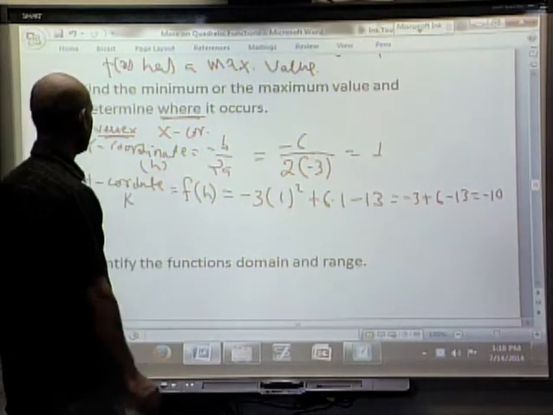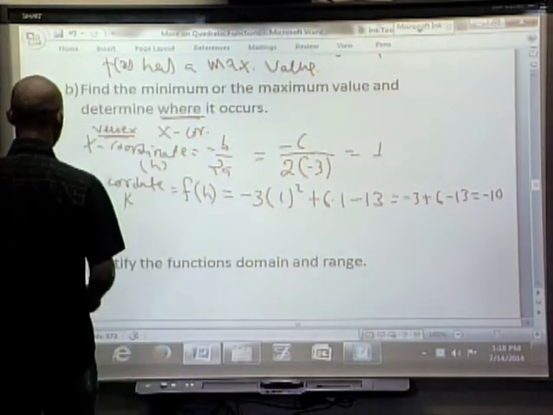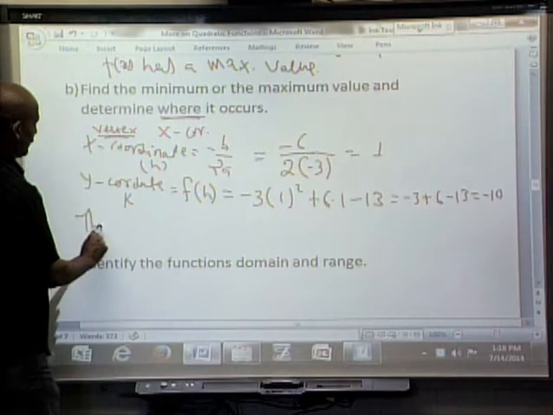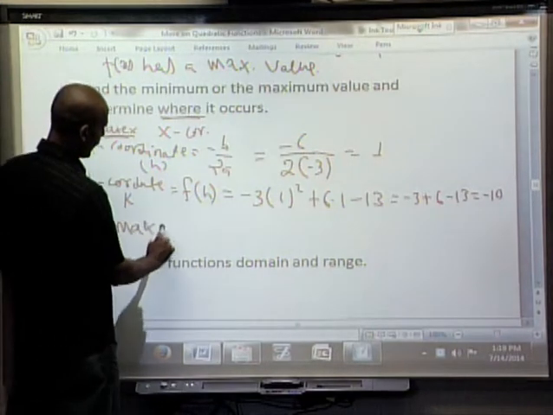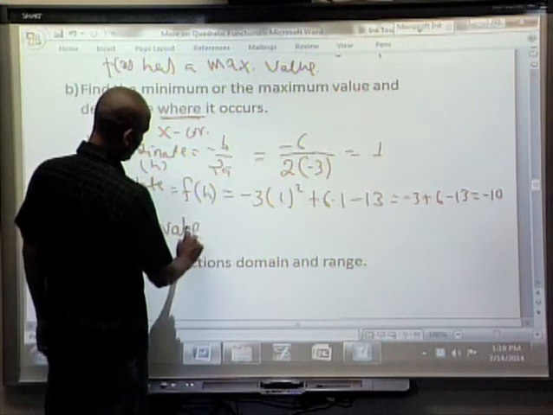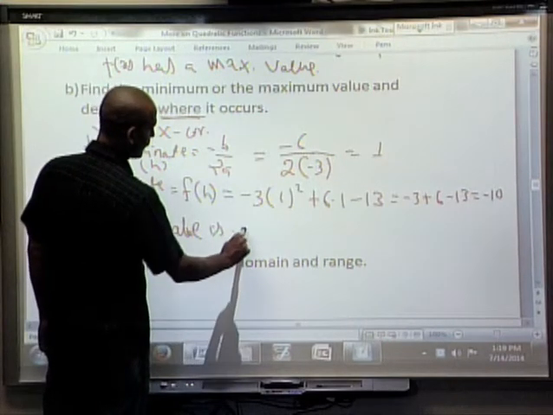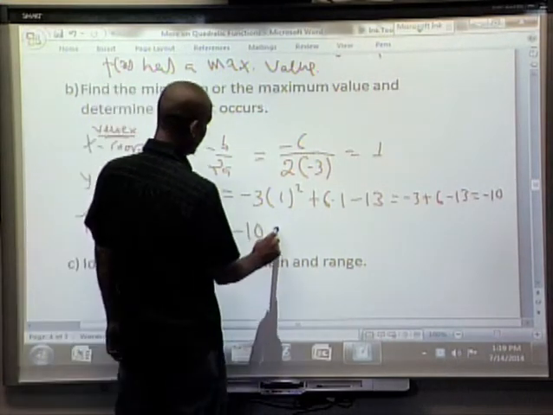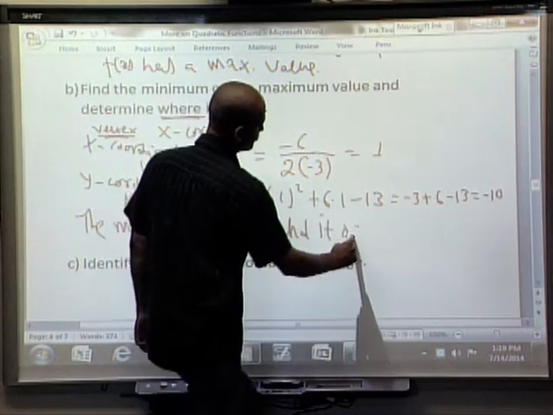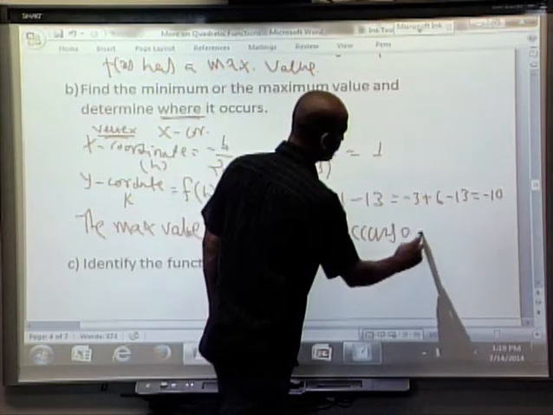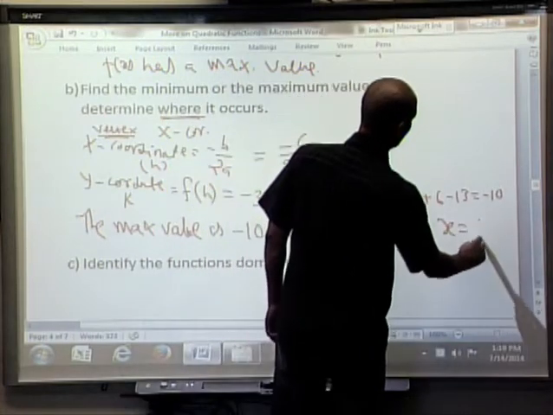That means we can say that we already know it is a maximum value. The maximum value is -10 and it occurs at x equal to 1.